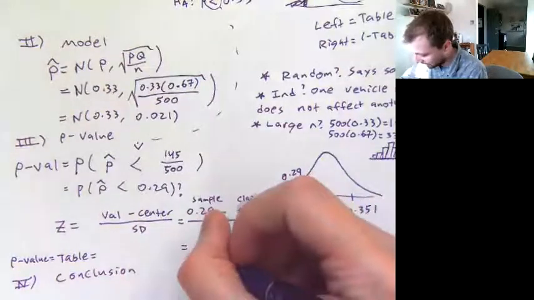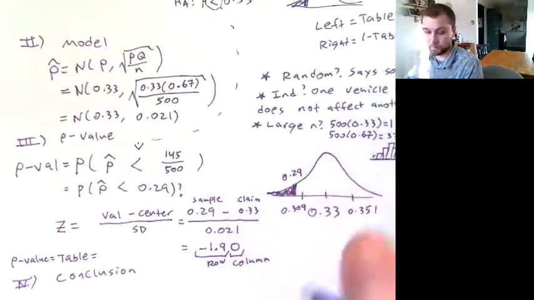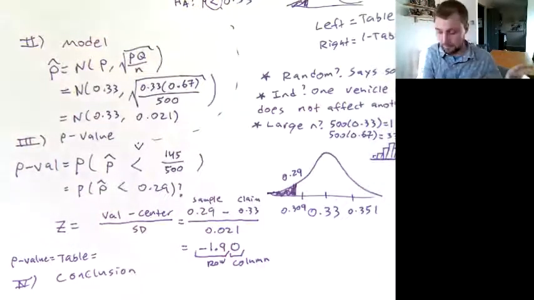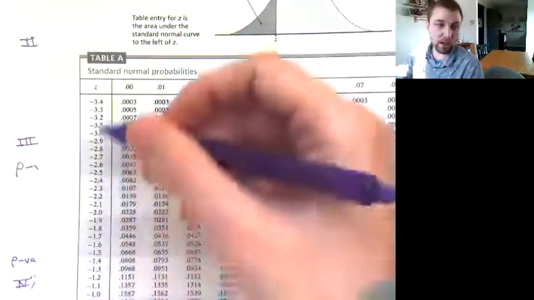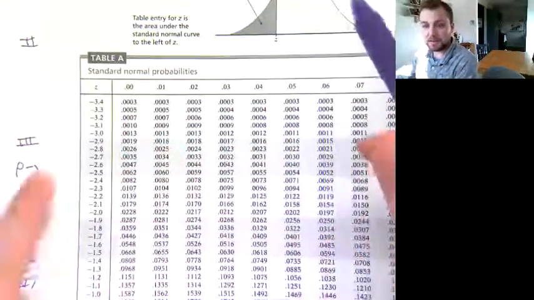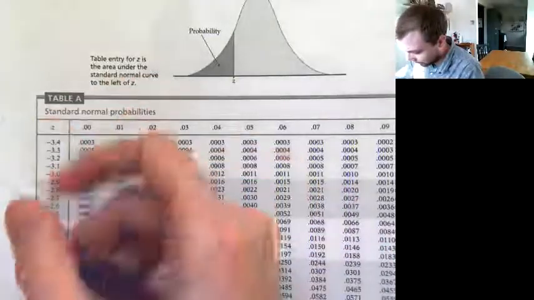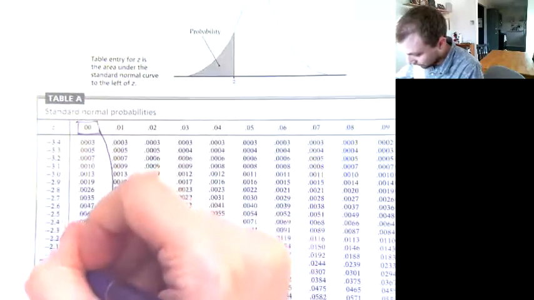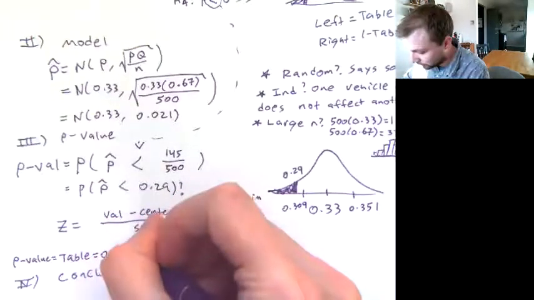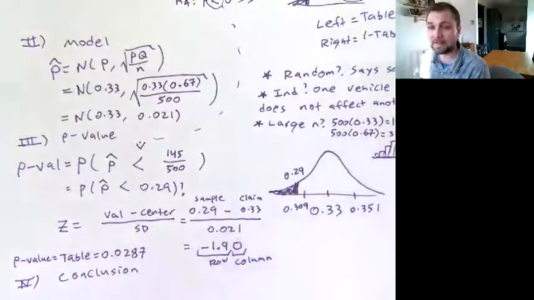Reminder of how this works. First two digits give you your row. Last number gives you your column in the table. So get out your normal table. I'll get mine out too. Inside of your normal table, go to the 1.9 row and the 0 column and see where those things meet up. So I want 1.9 for the row, 0 for the column, and I want to see where those meet up. This gives me a table value of 0.0287. So the size of my tail, that's my p-value, is 2.87%.